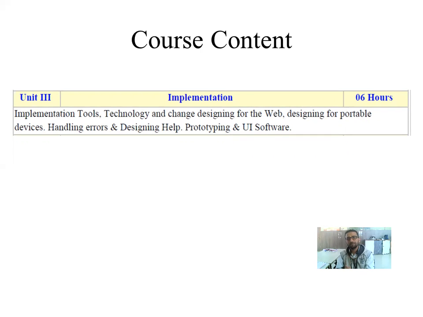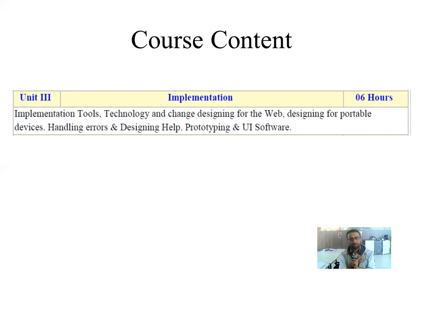Then third is implementation. After design, there will be an implementation of that interaction design, right? So this implementation part we are going to discuss in the third unit.